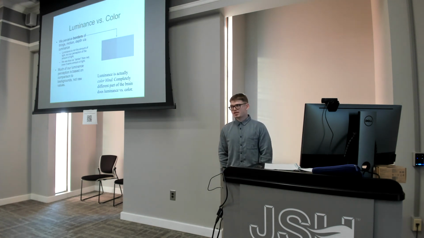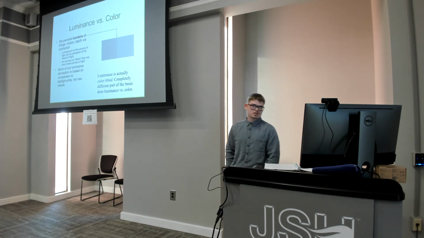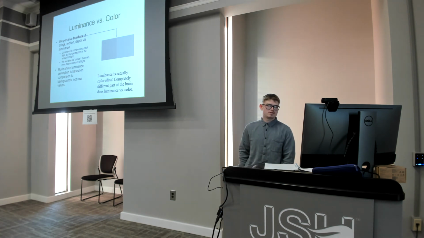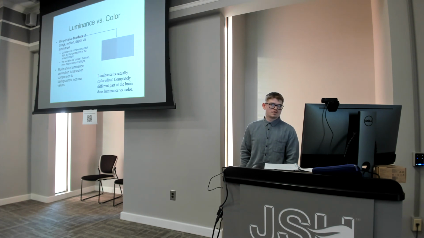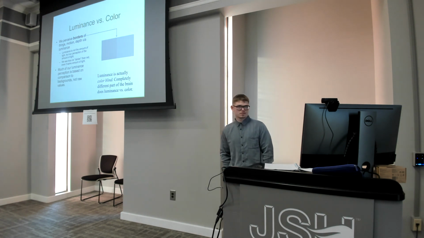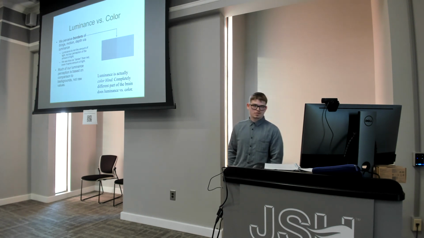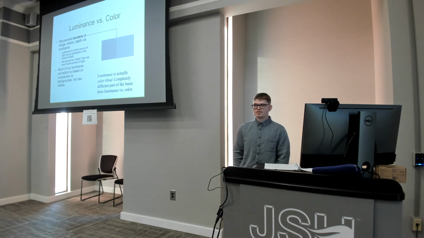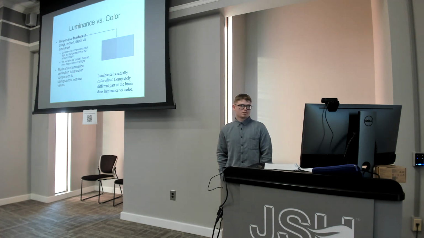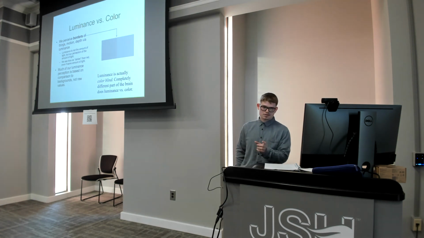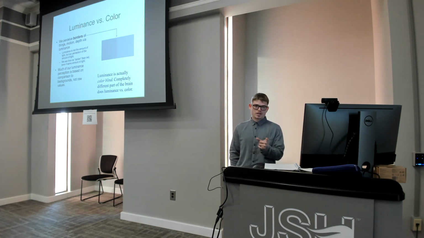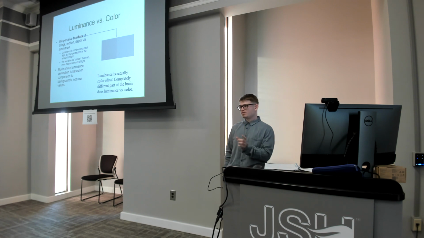Now, luminance versus color. We perceive borders of things, motion, and depth via luminance. Luminance is not the amount of light, but our perception of the amount of light. We see blue as darker than red, even with the same amount of light. So pretty much, luminance is actually colorblind. We don't actually see it, but it's a completely different part of the brain that handles color than luminance.